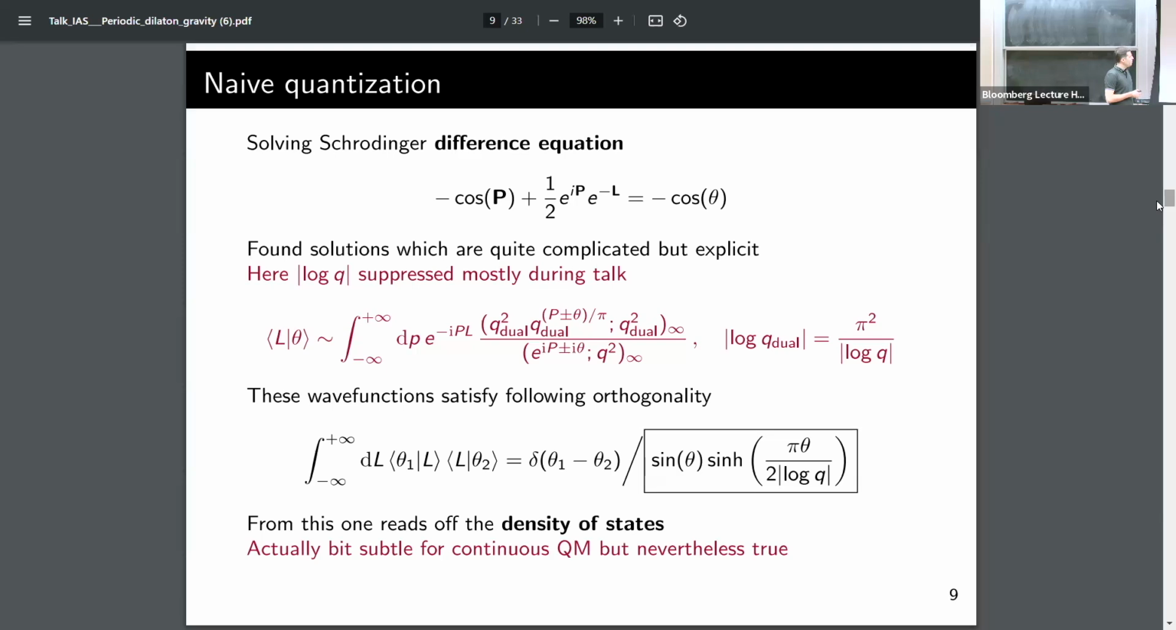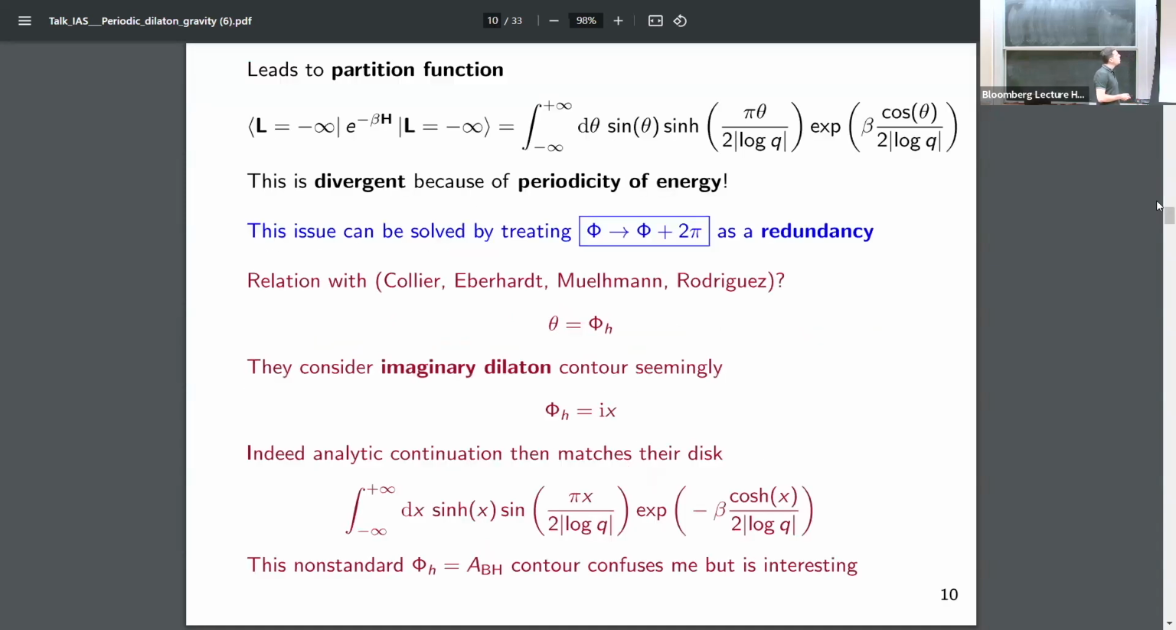Okay, so these are the wave functions. Well, you don't have to remember that. What you maybe want to remember is that they satisfy the following orthogonality relation. And from that one reads off the density of states. This results in the following partition function for the gravitational system. Now, this doesn't look like a particularly nice partition function. It's actually divergent because of the periodicity of the energy. So if I shift theta, okay, this term remains the same, but this is not so. I just have an infinite order of things that I sum, and it's bad. Let's change the sign of the argument, yeah. Then.